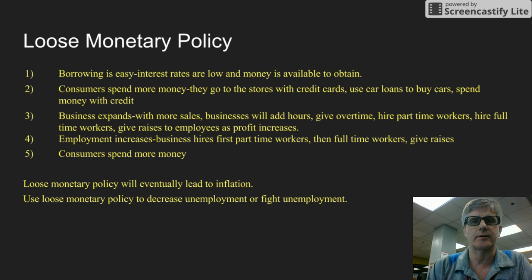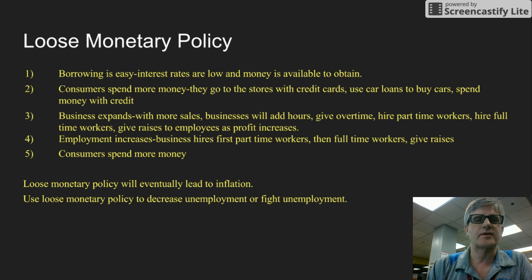Businesses will add hours. After they add hours, then they'll give overtime. And after overtime gets too expensive, they'll hire part-time workers, and eventually they'll hire full-time workers. And then at the end of the year or even longer, they might give raises to employees as profit increases. When employment increases and business hires part-time workers and then full-time workers, this means unemployment is actually going down. And then consumers will spend more money when they have jobs, they have raises, they have more hours.